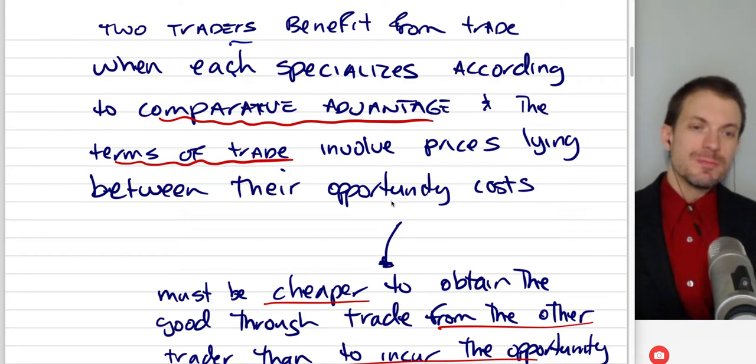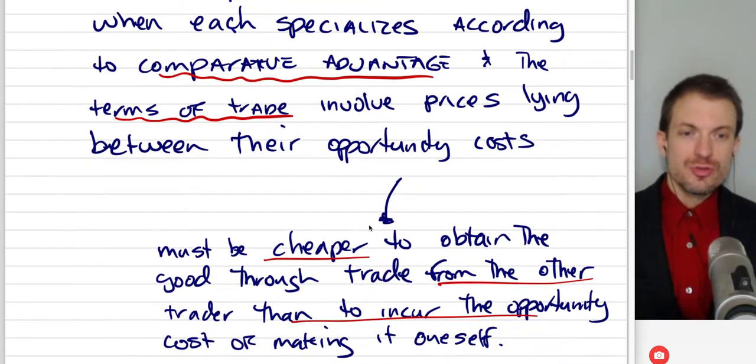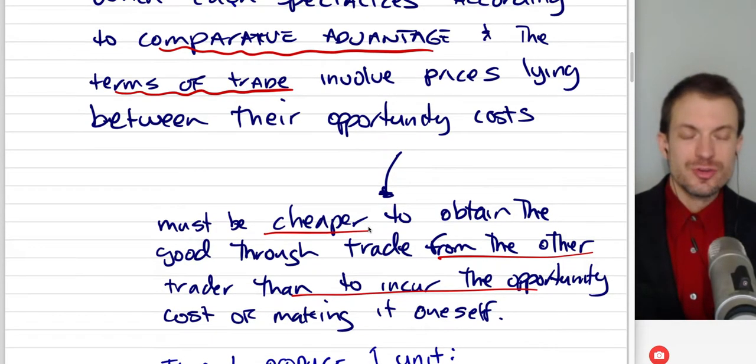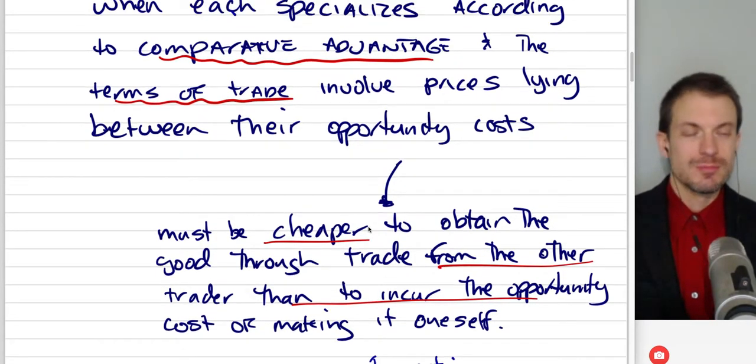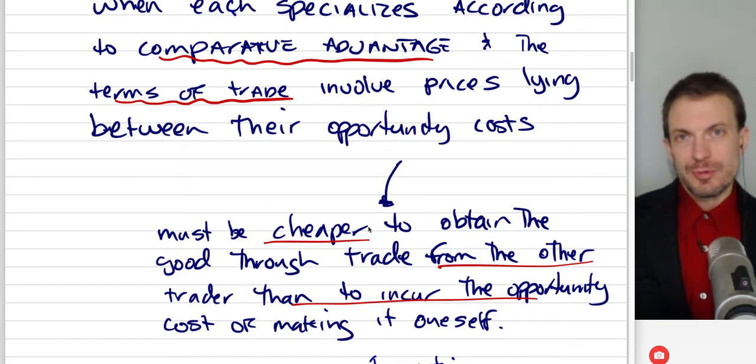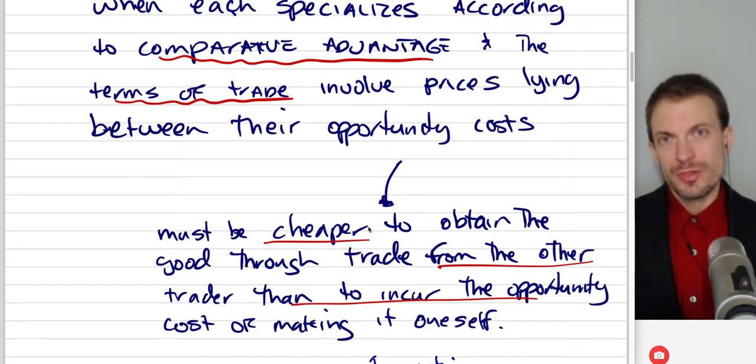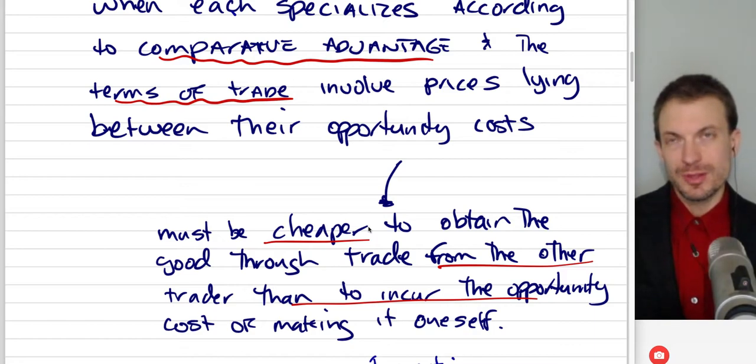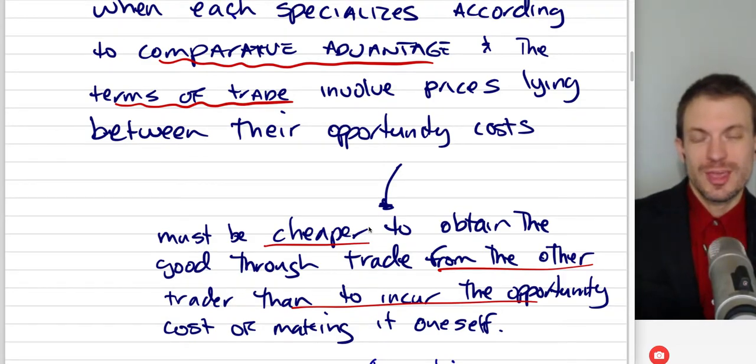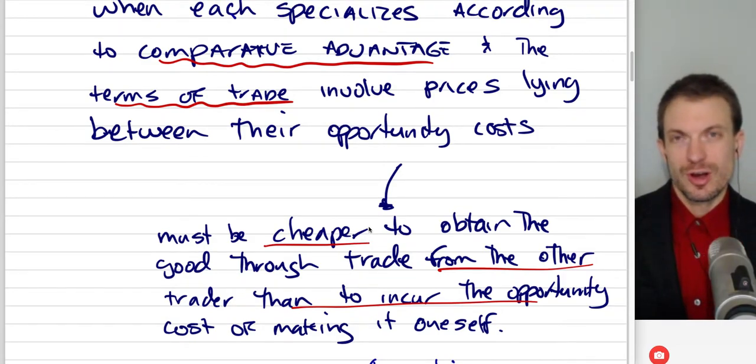So it's got to be cheaper actually for them to obtain the good through trade from the other trader than to incur the opportunity cost of making it themselves, right? So opportunity cost measures sacrifice. You do one thing or another. So if you make one product, you give up the ability to make the other product. And if that cost is relatively high, then you might be better off trading rather than incurring the cost of making it yourself.